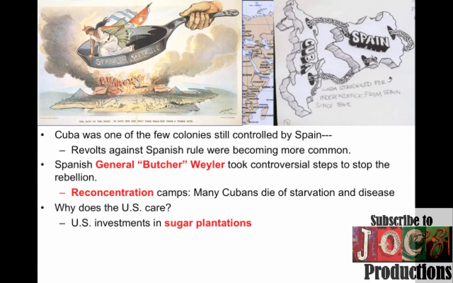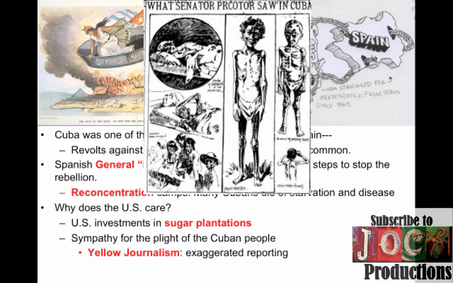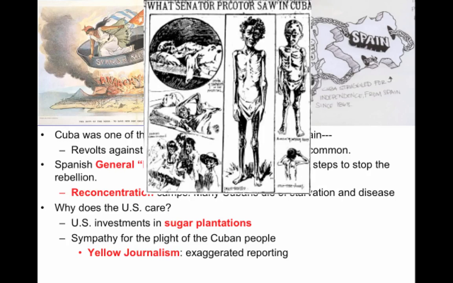Well, the U.S. had a large amount of investments, especially in the sugar plantation industry. And there is a sympathy amongst the American public for the plight of the Cuban people. And really driving that sympathy is the rise of yellow journalism in the 1890s. Yellow journalism was practiced by people like William Randolph Hearst, Joseph Pulitzer, and it was exaggerated, sensationalistic reporting to attract readers to their articles. And what you see happening in these newspapers is this kind of exaggeration of what's happening in Cuba by Spain. So you have all these different factors.